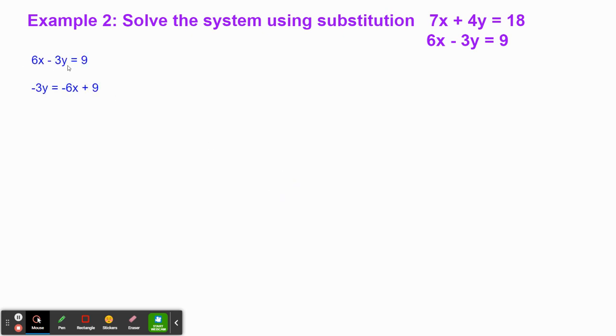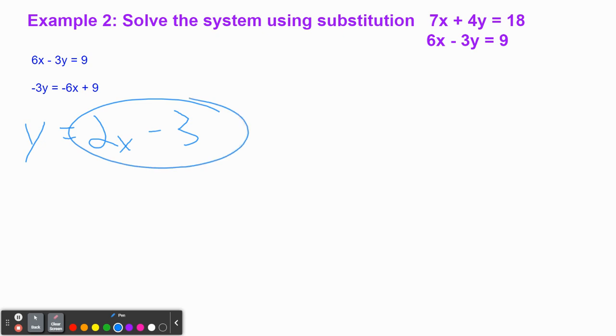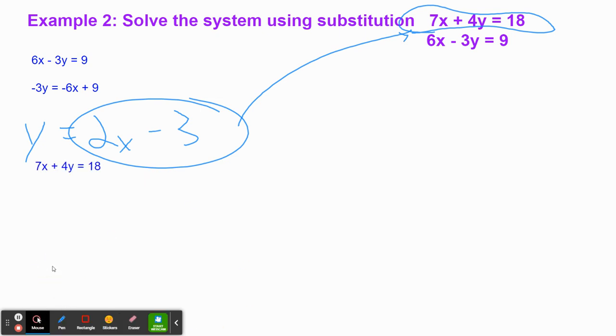So I'm going to do 6x minus 3y equals 9. If I subtract 6x from both sides, I'll get that. And if I divide by negative 3, that would leave me with y equals negative 6 divided by negative 3 is 2x minus 3. Y equals 2x minus 3. If I were to substitute that y into this equation, then I would only have x's, and I'd be able to solve from there.